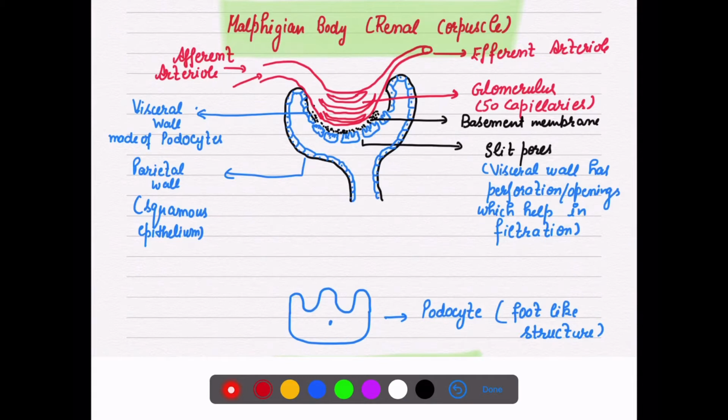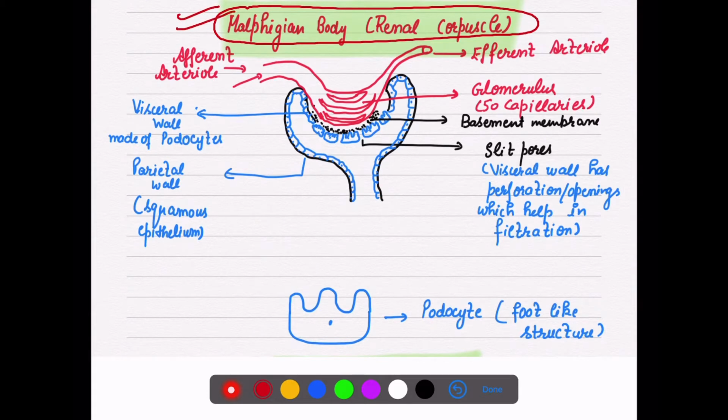Now today we will talk about the Malpighian body, which is also known as the renal capsule or renal corpuscle, in complete detail. Yesterday I told you that the glomerulus and Bowman's capsule together are known as the Malpighian body and renal corpuscle. So first, if you look at this, this cup-shaped structure is our Bowman's capsule, right? This Bowman's capsule has layers. It has cells, and actually there are many layers present in this Bowman's capsule.